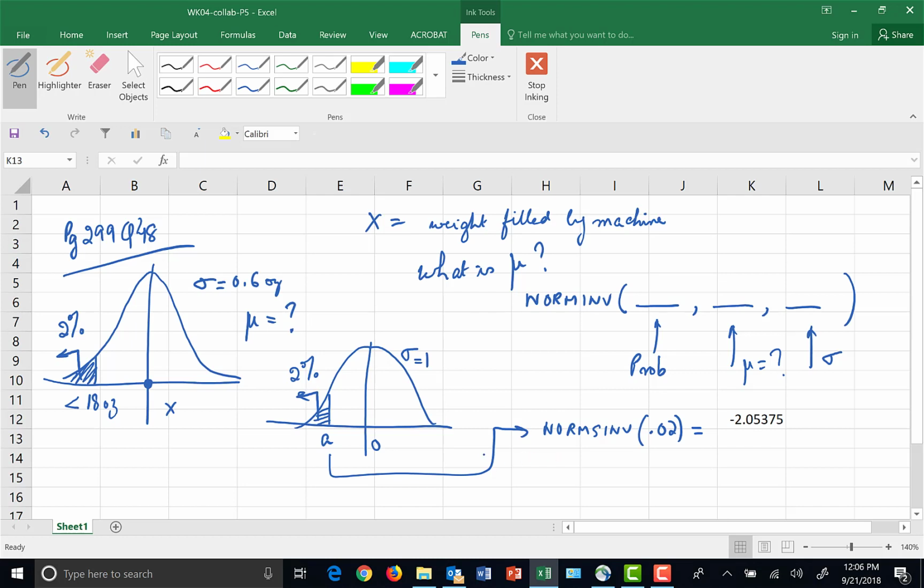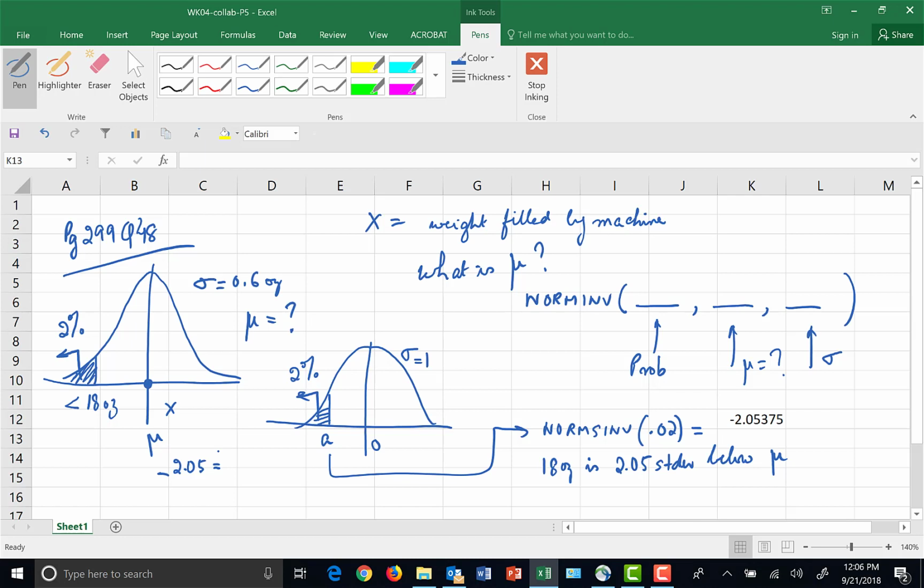That means, what can I conclude? I know that 18 ounce is 2.05 standard deviations below this mean. I'm trying to find this mean. So the calculation that I just did tells me that 18 ounces, this is given to me in the problem, is 2.5 standard deviations below the mean. So now, not 2.5, I'm sorry, 2.05. So let's say 2.05 standard deviations. How do we get 18 ounces? How do we standardize 18 ounces?